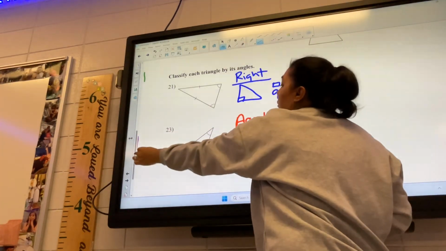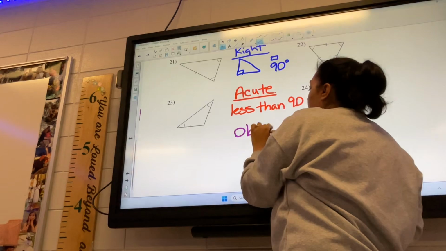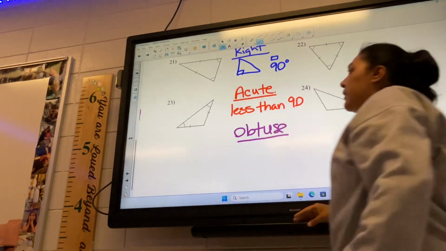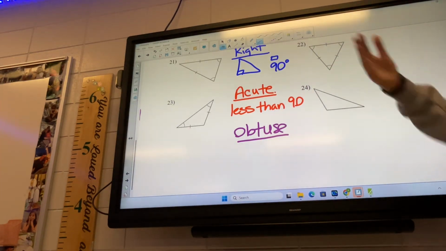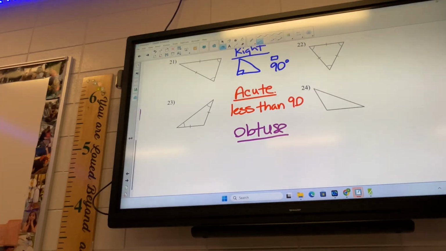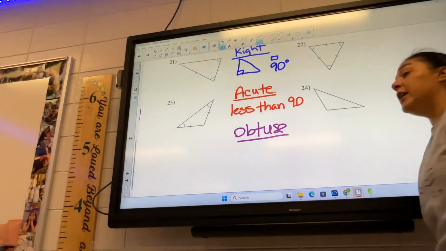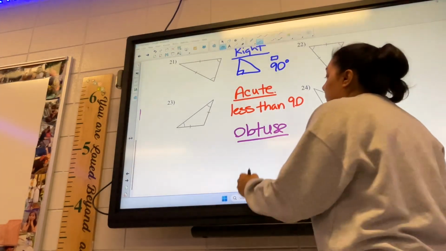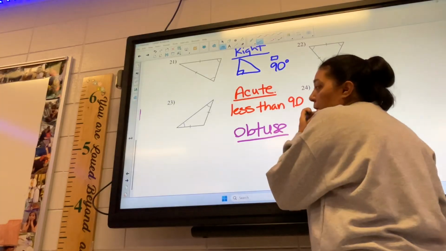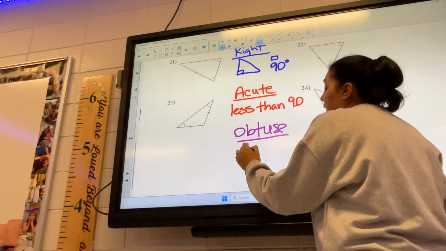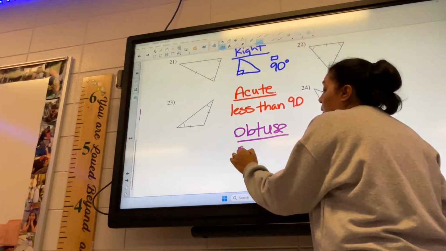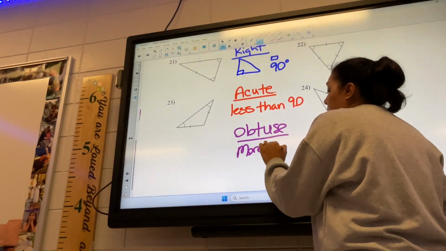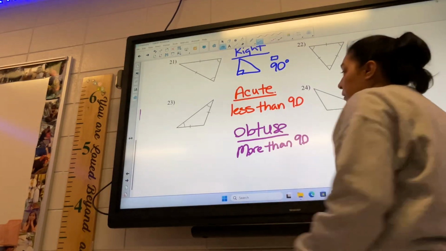And then what's the last name? You may remember? Obtuse. Good. Okay, and what do you know about obtuse? It's really big. Okay, it's going to be wider than 90, bigger than 90. So it could be 90.00001. Okay, but can it be 90? No. And it's going to go all the way up to what? What's as big as it can go? 180. Okay, because 180 is a straight line. So that one's going to be more than 90.